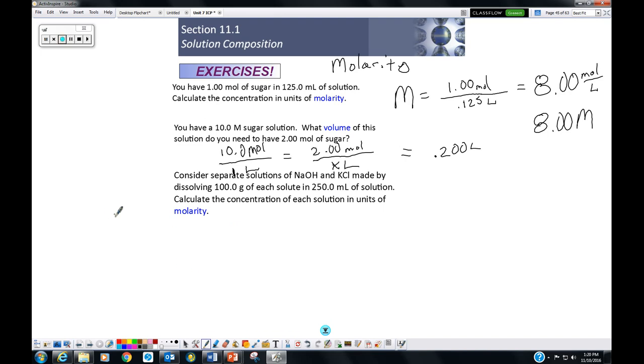Consider separate solutions of sodium hydroxide and KCl. So I'm going to create a little divider down here because we're going to look at these separately. Consider 2 separate solutions of sodium hydroxide and potassium chloride made by dissolving 100 grams of each in 250 milliliters of solution. So both of them are going to be dissolved in 0.25 liters, right?